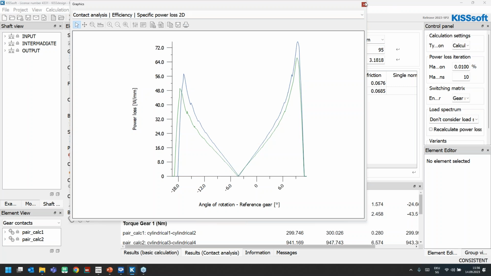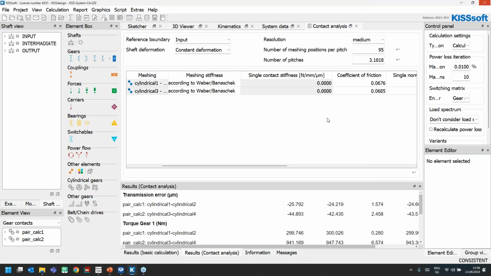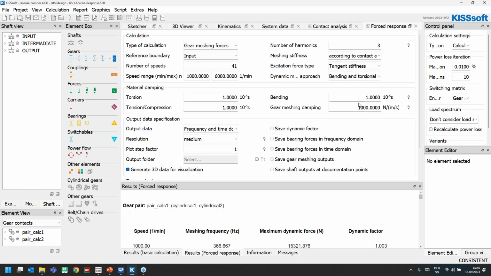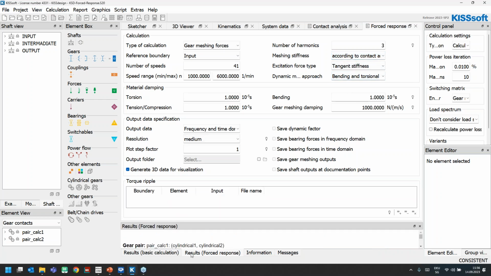And last but not least, I would like to show you the results of forced response. Forced response is based on system contact analysis, and this is really brand new. So here we can model a torque, but also, in a simplified way, model the electric motor by applying, let's say, a torque ripple. And then we start calculating the system dynamics. So we want to calculate the dynamic transmission error and dynamic bearing forces, and generate some results in the time domain.